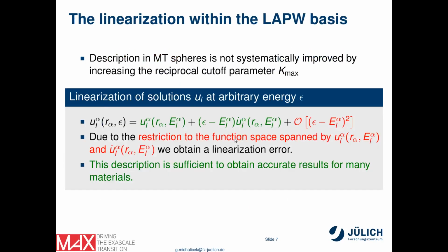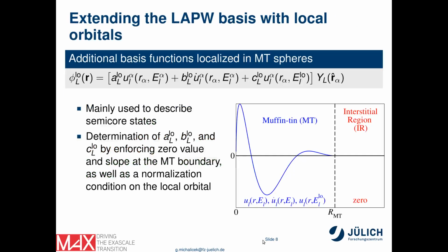So there is a way of overcoming this linearization error that we have due to this linearization, and this is the addition of so-called local orbitals. And these local orbitals look like this. So we also have these functions u and u dot that we already know from the LAPW basis, and we have an additional function u in this case, and this is just the conventional u evaluated at a different energy parameter, EL, LO.